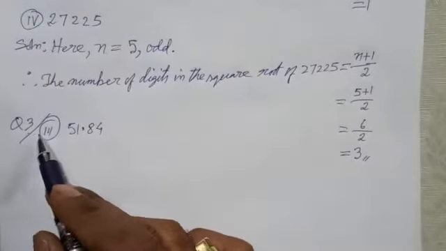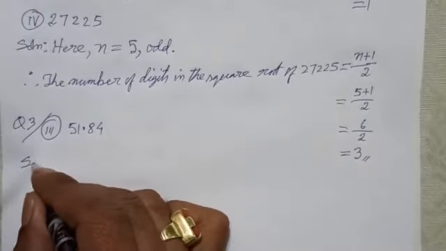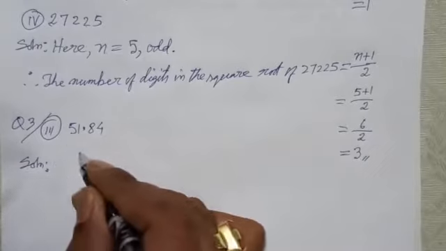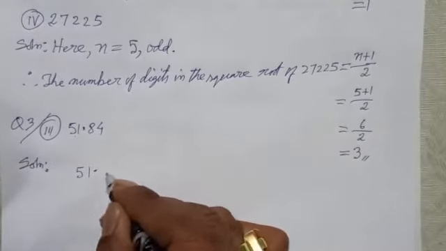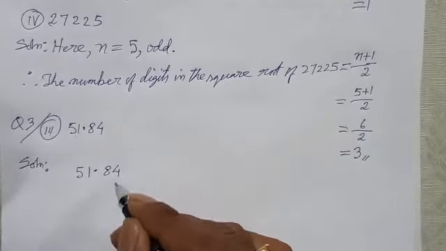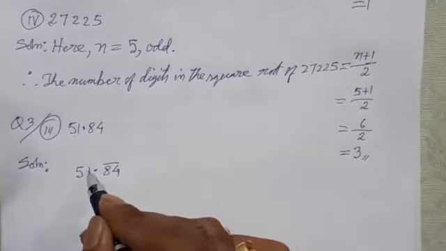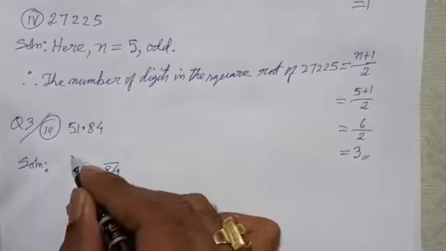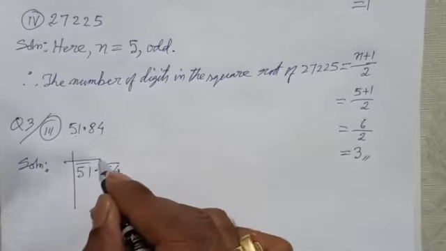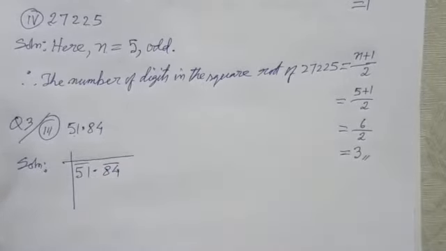Question number 3, Roman number 3. Now solution. 51.84. First we have to put bar, so 1 2 2 digit 1 bar, 1 2 2 digit 1 bar, and here draw one line, here another line. Now let's start to divide. 4 4 are 16, 6 are 36, 7 7 are 49.